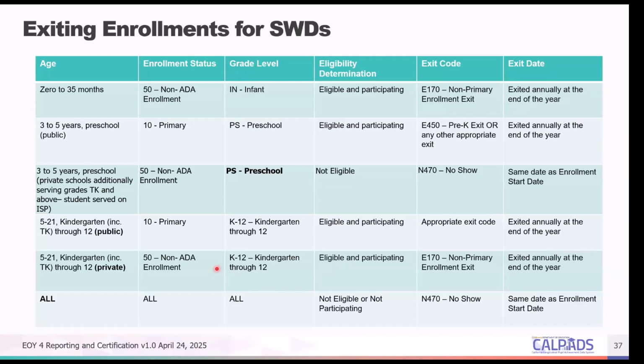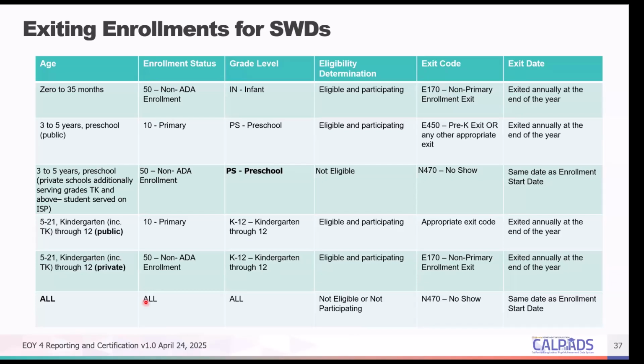These are the actual codes that you need to use to finalize an exit for a student with disability. If a student is eligible and participating, then at the end of each year the student needs to be exited because of the end of year three requirement. And so you need to exit an infant with an E170.